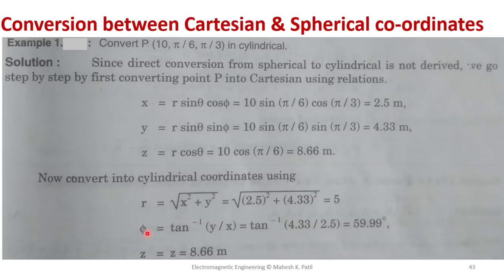Now phi will be tan inverse of y by x. So it is tan inverse of 4.33 upon 2.5. If you simplify this, you are going to get this answer as 59.99 degree. Approximately you can write here 60 degree. Similarly, z is equal to z value, that is 8.66. So my final converted point is 5, 60 degree and 8.66. So likewise these points can be converted.